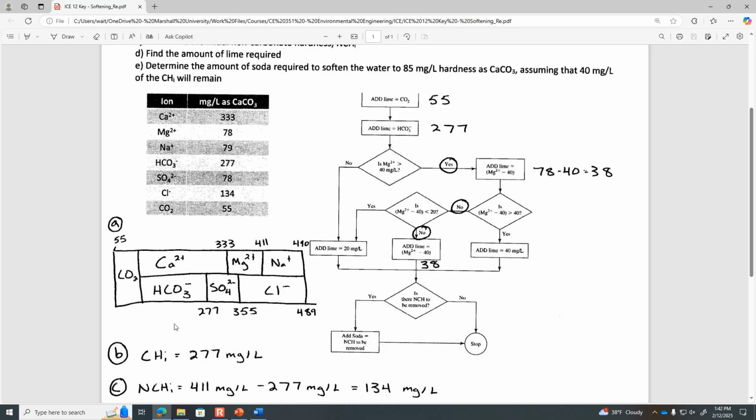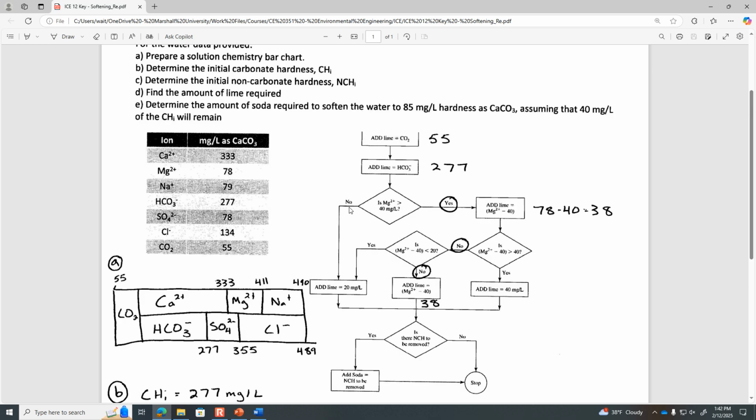So the carbonate hardness is the overlapping between how high is the hardness. So hardness goes from 0 to 411. All of that is hardness. The carbonate portion of the hardness is from 0 to 277, and then the non-carbonate portion of the hardness is from 277 to 411. So there's 277 milligrams per liter of carbonate hardness and 134 milligrams per liter of non-carbonate hardness. All right, so that's A, B, and C.